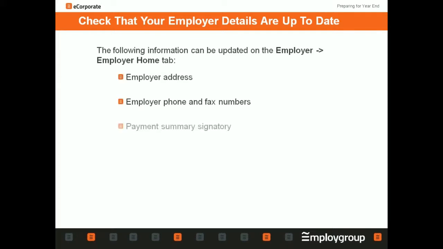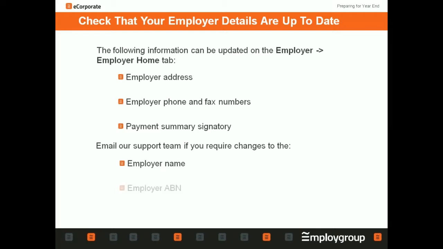Items like employer address, employer phone and fax numbers, and payment summary signatory can be updated yourself on the employer home screen. You will need to email our support team if you require changes to the name of the business, the ABN for the business, or the industry code.